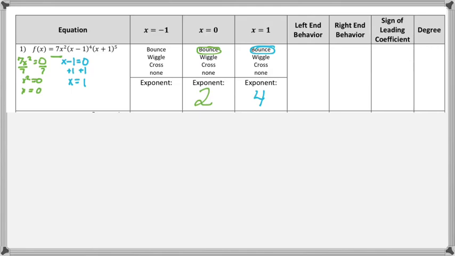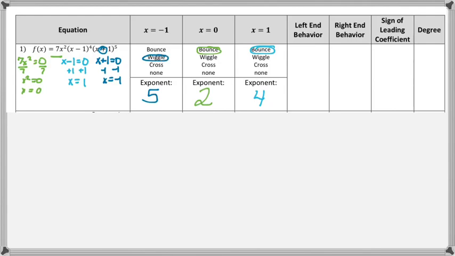And then I'll do the x plus 1. x plus 1 equals 0. Subtract 1, and so x is equal to negative 1. If you just want to remember that it's always going to be the opposite of whatever that sign is, that also works. So I'll go to the negative 1 column. Is that an exponent of 5? 5 is odd, non-1, so that means it's a wiggle.